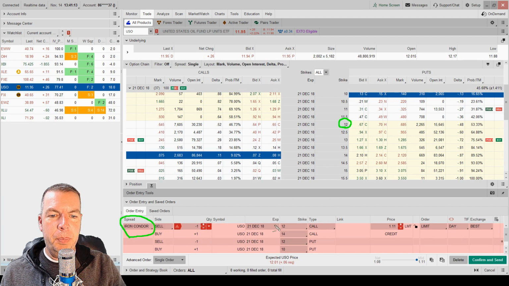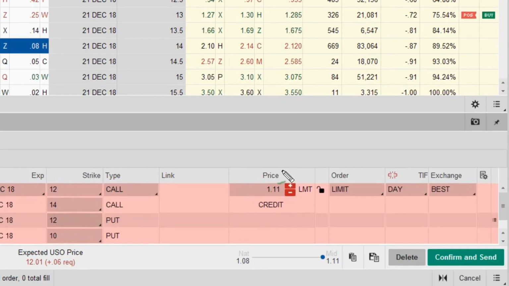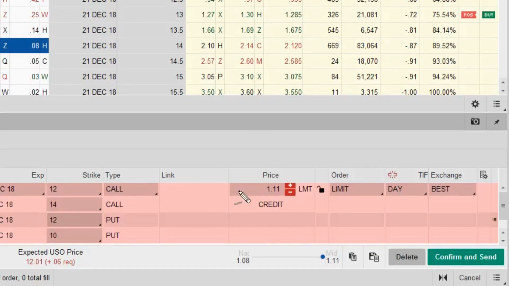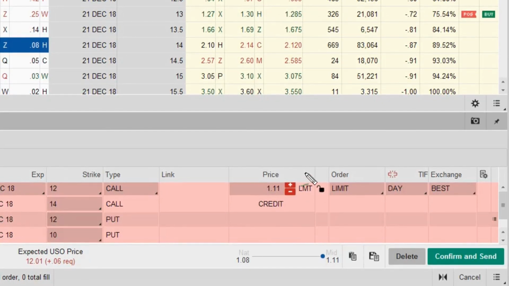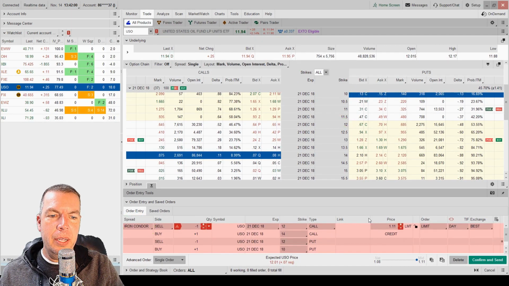All right, so this position now, the 12/14, 12/10 call put iron butterfly, is selling for $1.11 on the premium. So we can collect $1.11 or $111 on one contract for selling this spread. So let's go ahead and do that. We're going to go ahead and sell this iron butterfly.